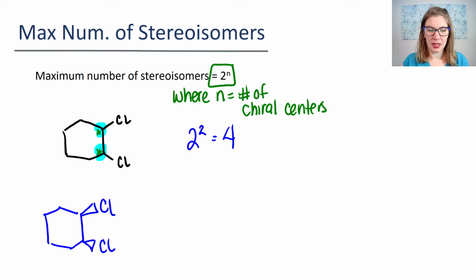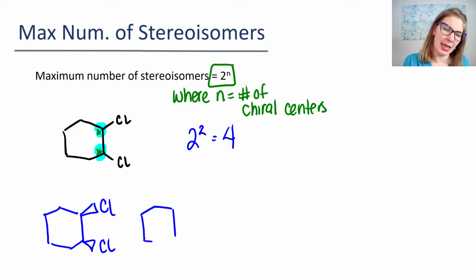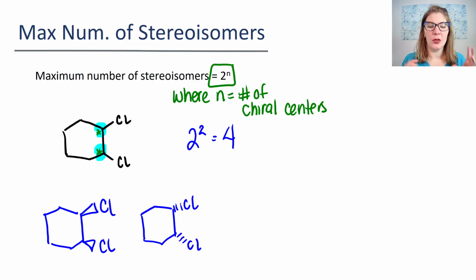We put the mirror behind the plane of the page, and that's going to get us the same connectivity, but a different direction for our wedge and dash bonds. So now we have an enantiomer. Notice how I did enantiomer in quotes, because these are actually the same compound.